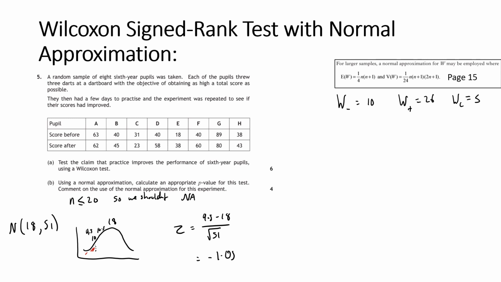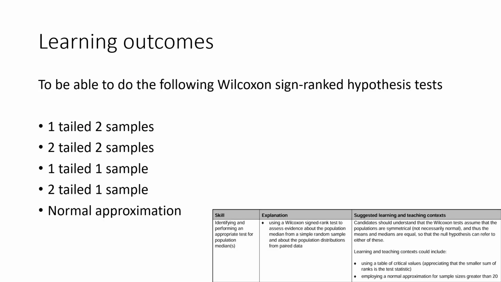Now, the probability of z being less than or equal to negative 1.05 is the same as 1 minus the probability of z being less than or equal to 1.05, which is 1 minus 0.8531, which gives us 0.1469, which is our p-value. Now you should be able to do a one-tailed and two-tailed Wilcoxon sign rank test for both two samples and one sample, and you should be able to normally approximate with Wilcoxon data.